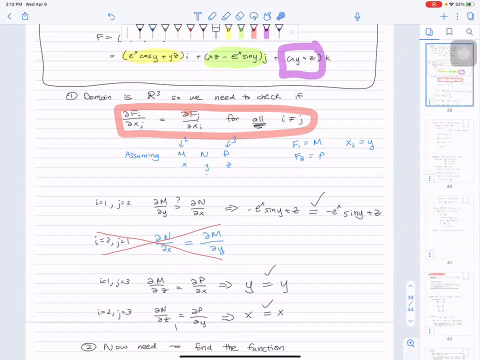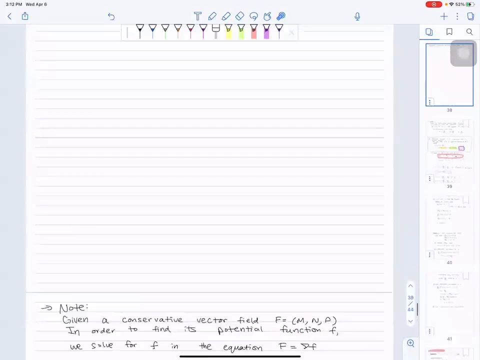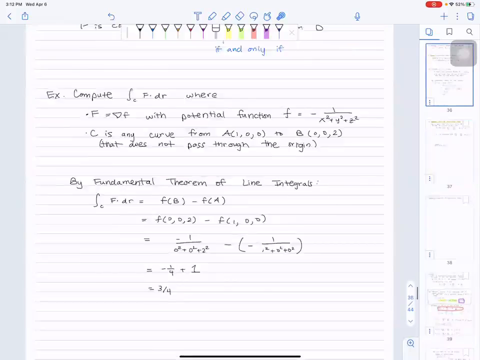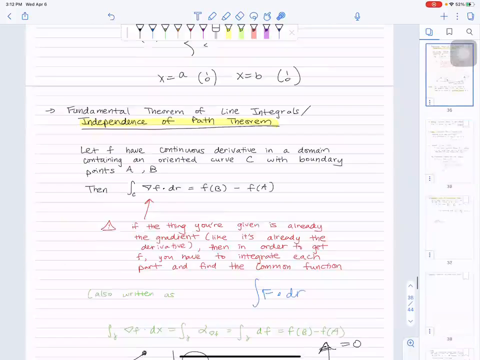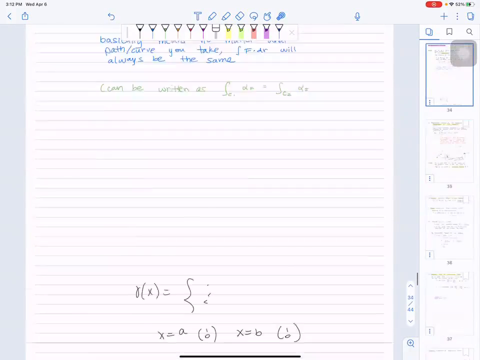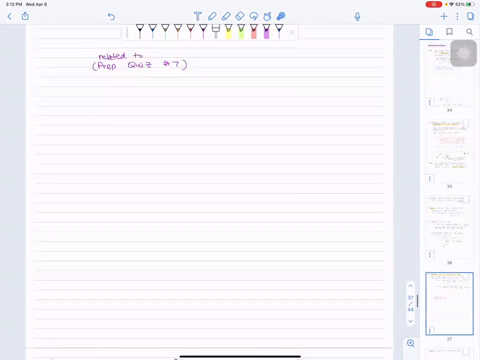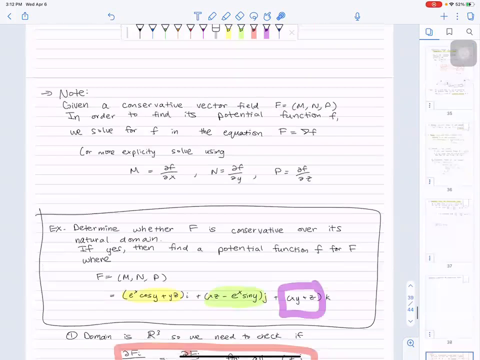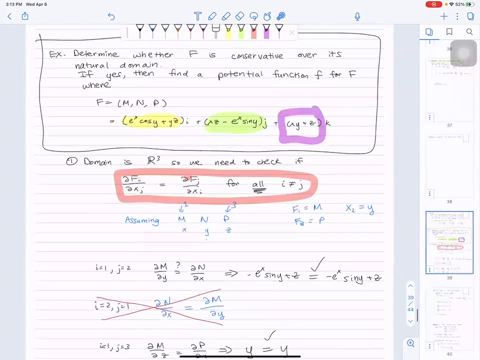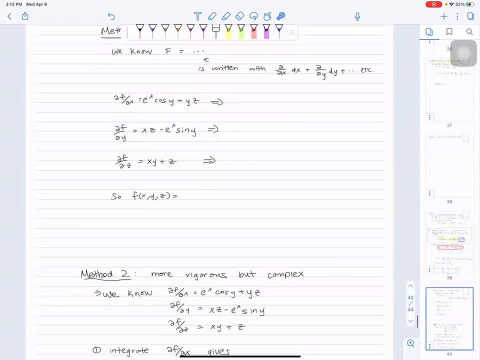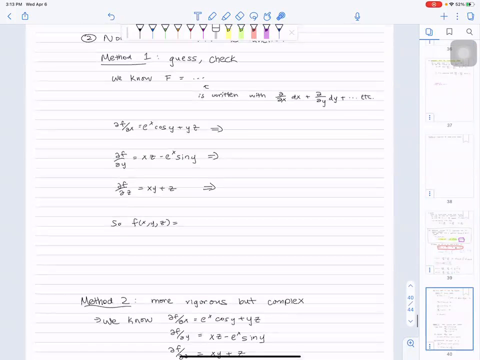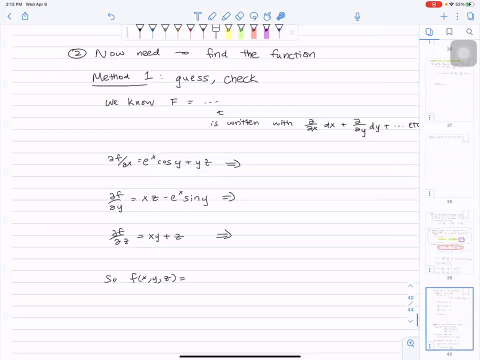And then in order to use the independence of path theorem, we need f of b, the original f function. So we'll need to find the potential function. Let me find the potential function real quick. We just checked that it's conservative. Now we need to find a potential function.